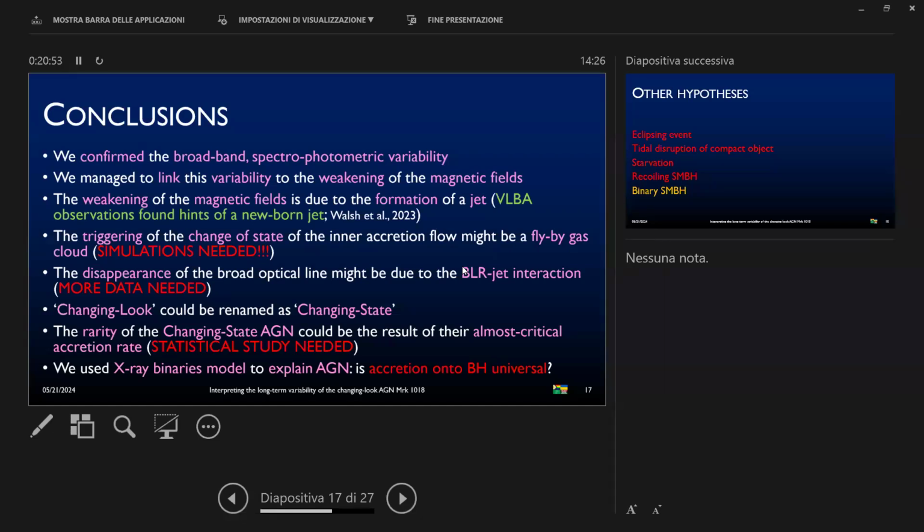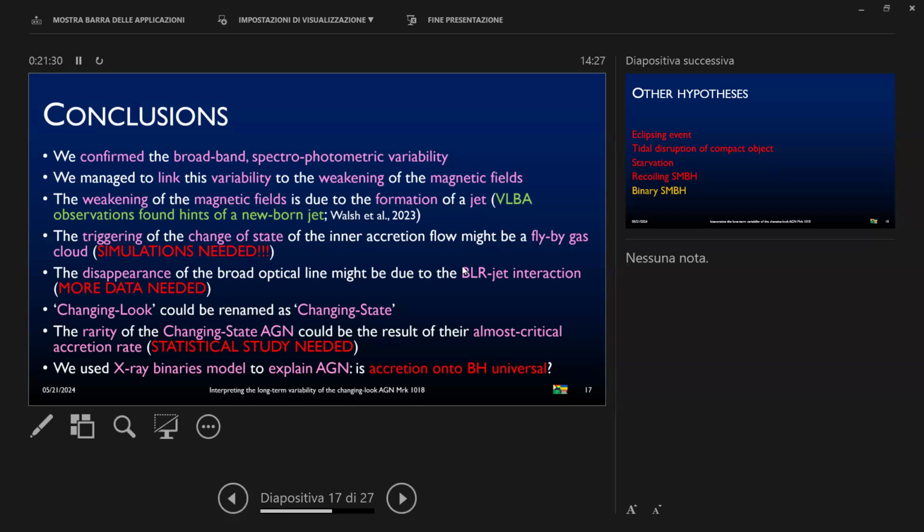And we think that our interpretation also allows us to explain the rarity of changing-state AGN. If it's true that the reason is an almost critical accretion rate, then if you assume a uniform distribution of accretion rates among all the AGN in the universe, only a small fraction of them has an accretion rate close to being critical. And so every small perturbation in the accretion disk can then lead to this change of state of the accretion flow. This is why we think they are very rare compared to radio loud and radio quiet AGN.